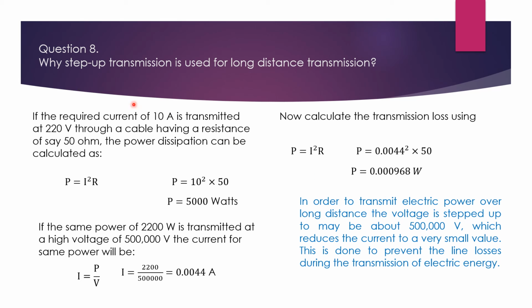So the answer to this question is, in order to transmit electric power over long distances, the voltage is stepped up to maybe about 500,000 volts, which reduces the current to a very small value. This is done to prevent the line losses during the transmission of electric energy. This is the brief answer to this question. The rest was all explanation for you to understand why it is done.